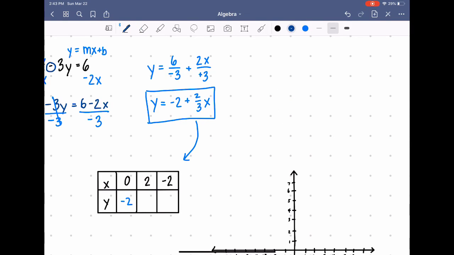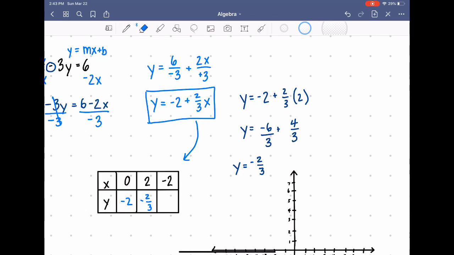Now if I plug in 2 for x, I have y equals negative 2 plus 2/3 times 2. So y equals negative 2 plus 4/3. Now, I'm going to have to find a common denominator. I'll make the denominator over here 3, which means I had to multiply that negative 2 times 3, which would make that a negative 6. So negative 6 plus 4 is negative 2. So my answer is y equals negative 2/3. That's going to be kind of ugly to graph, but we can do it. We can manage it.